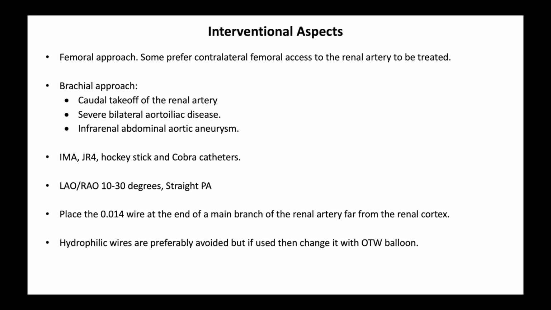When you wire the renal artery, the best is that you stay within the main branch of the renal artery, and the 014 wire does not go right up to the renal cortex. You keep your wire slightly away from the renal cortex. The other thing is, if you need hydrophilic wires to cross the stenosis, then best is to use an over-the-wire balloon or a microcatheter to change it to a workhorse wire to keep things safe.